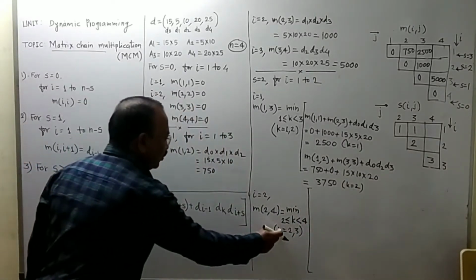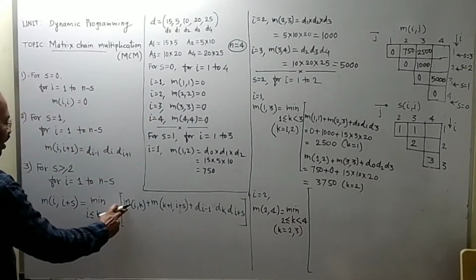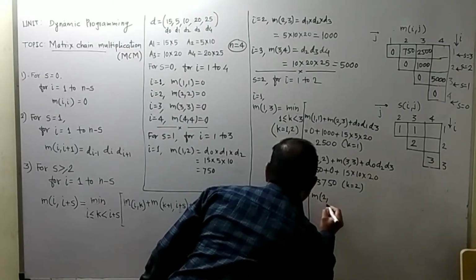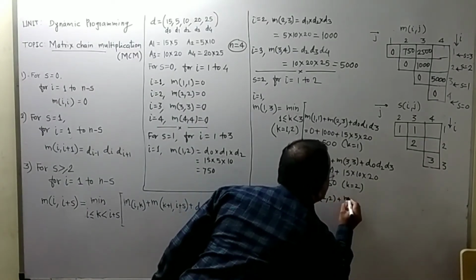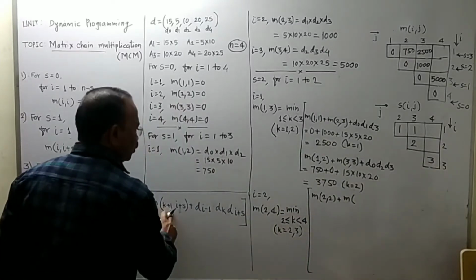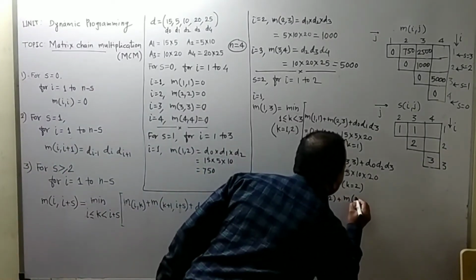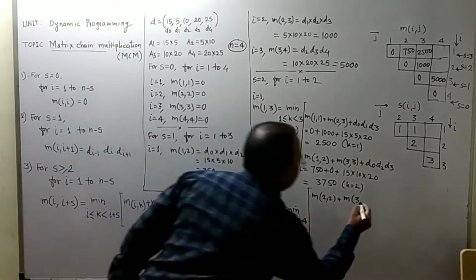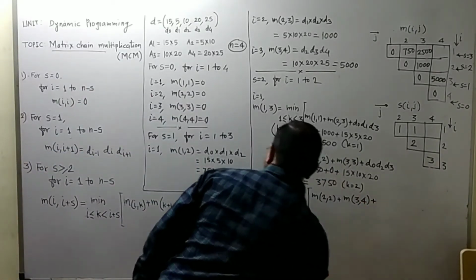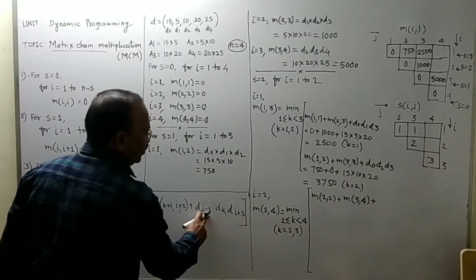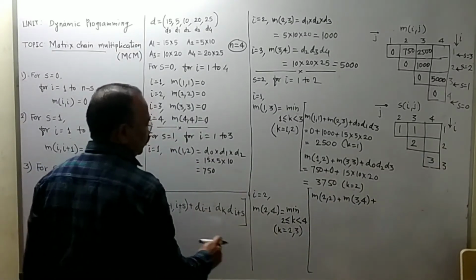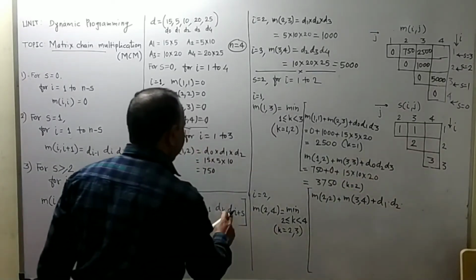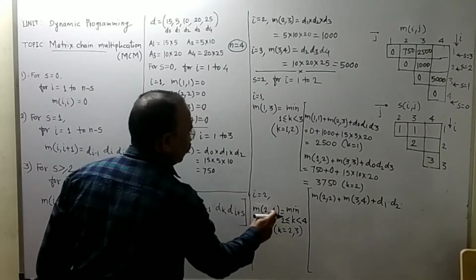First take k is equal to 2 and apply this formula. M of i,k is m of 2 comma 2 plus m of k plus 1, that is 3, comma i plus s, which is 4, plus d i minus 1, that is d2 minus 1, means d1, d2, then d i plus s means d4.